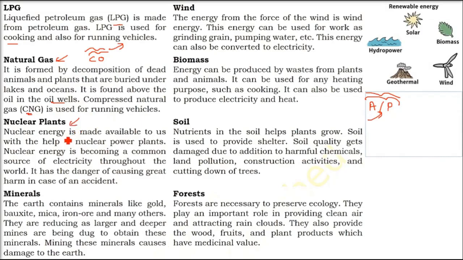Then the nuclear plants, nuclear energy, nuclear fission, nuclear fusion. So we generally use this nuclear fission in our nuclear plants. Nuclear fusion is what we see in our sun. So electricity can be generated by nuclear reactions, because it gives a very, very huge level of energy.